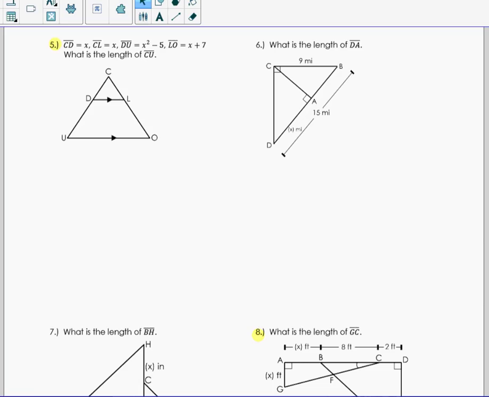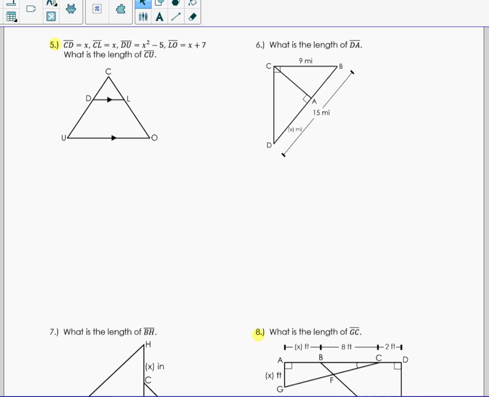All right, I'm going to start with number 5 in the packet. So I'm going to go through 3 of these: number 5, number 8, and then one on the back. Nothing necessarily new. I just want to talk you through them again to make sure that we're good to go on all of these different types of similarity.